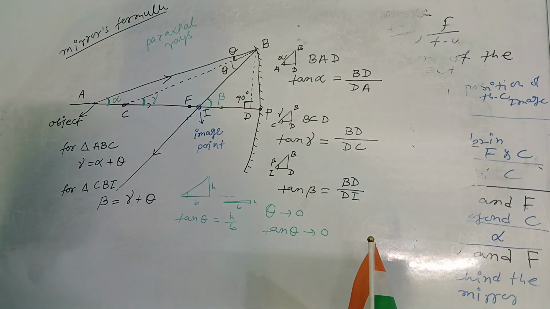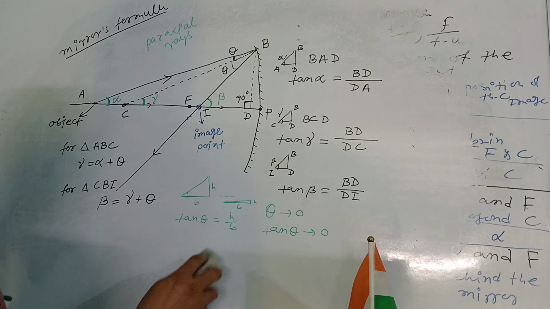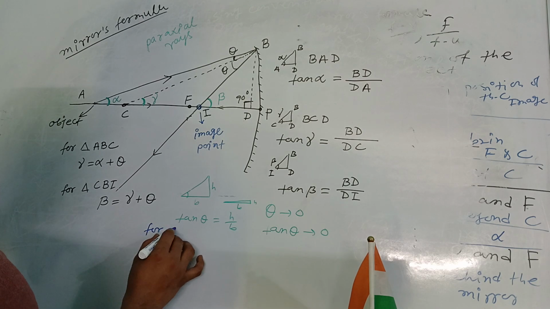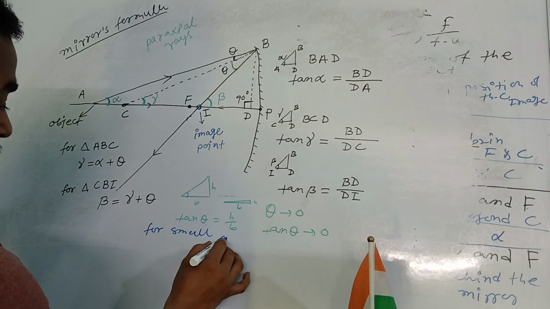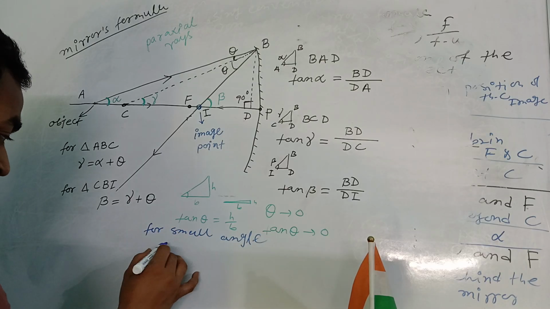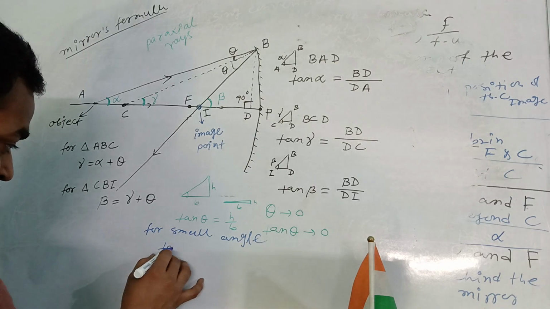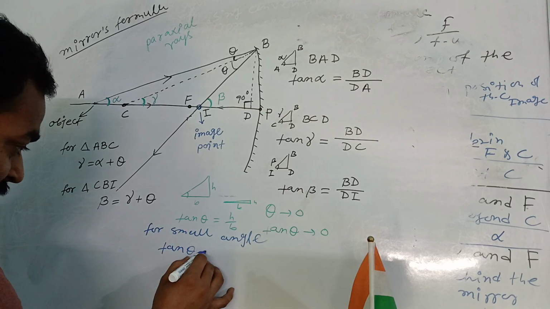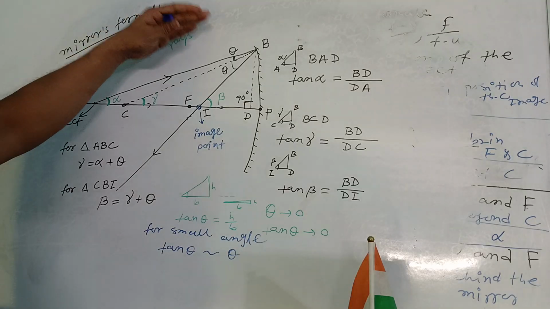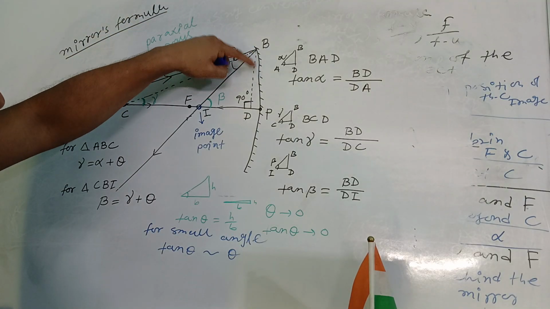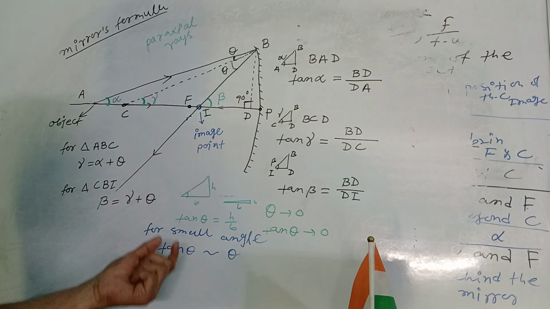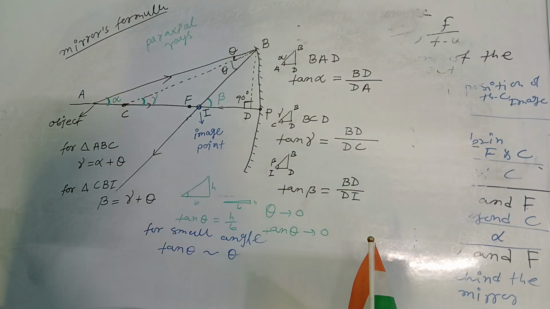So we can write, for small angle theta, tan theta is theta. For small angle and paraxial approximation, this point is very near to the pole, so under paraxial approximation we can write tan theta is theta.